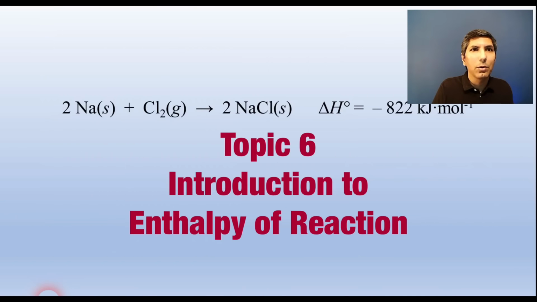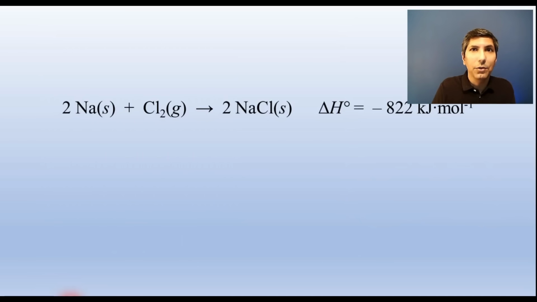We often write a chemical reaction accompanied by its enthalpy of reaction, which we abbreviate as delta H. So this reaction is saying that if we take 2 moles of sodium and react it with 1 mole of chlorine gas, we will make 2 moles of sodium chloride and we'll release 822 kilojoules of heat. Now if we double the recipe and react 4 moles of sodium with 2 moles of chlorine, we'll get twice the heat, 1,644 kilojoules. So we can use these values in reaction stoichiometry.